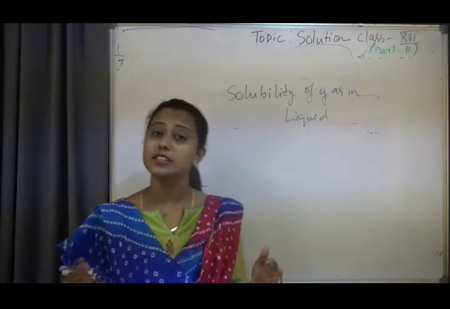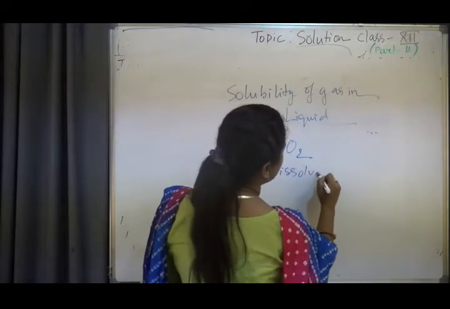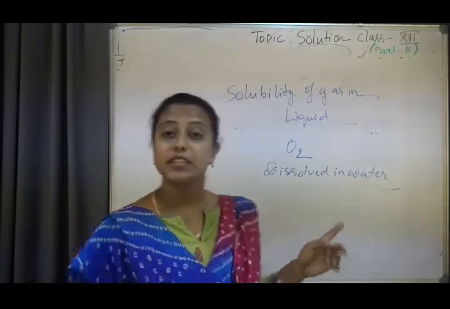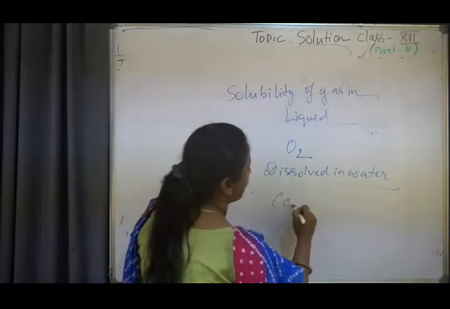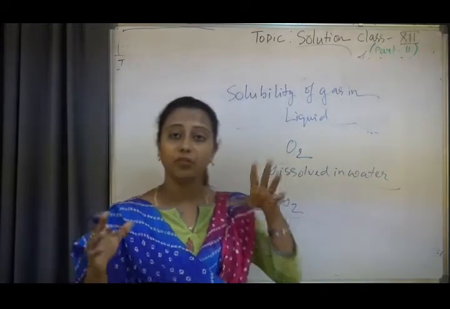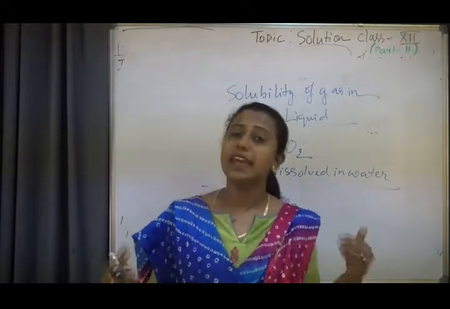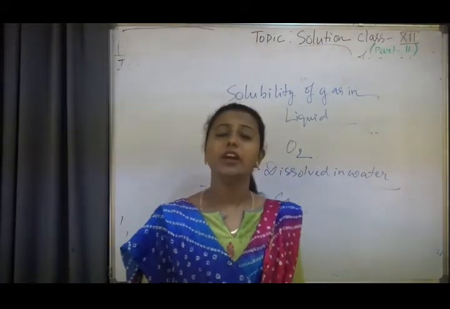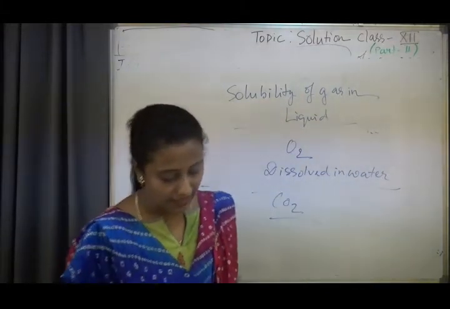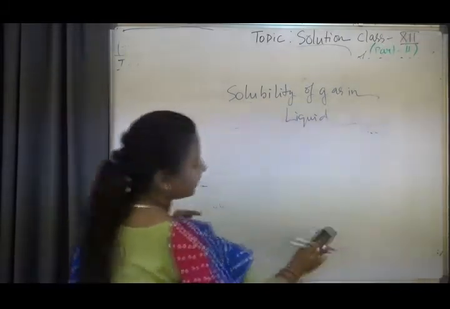This is because of the dissolved oxygen. Oxygen gas is dissolved in water, in the ocean bed. Oxygen gas and carbon dioxide gas are dissolved in water. Because these gases are dissolved in water, the living organisms, the zooplanktons and phytoplanktons, can take that dissolved oxygen to meet their needs. So, the solubility of a gas in a liquid. What was our topic? Solubility of a gas in a liquid.